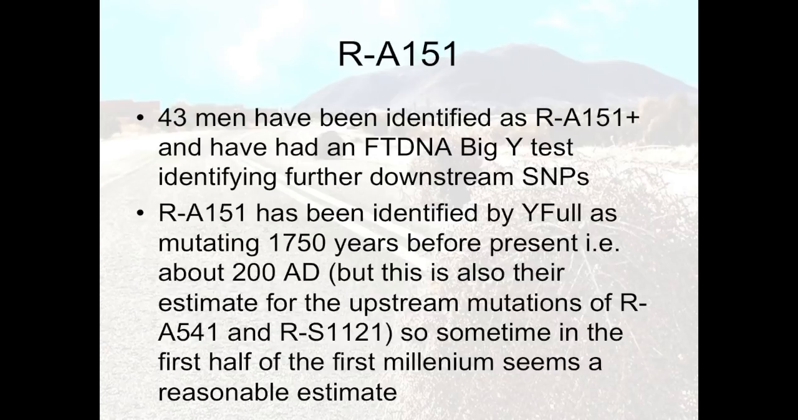We have 43 men who have identified as positive for this mark and have had an FTDNA Big Y test, which have identified further downstream SNPs from A151. When this particular mutation occurred, you're talking perhaps 200 AD, which is also their estimate for the upstream mutations as well. So sometime in the first half of the first millennium would seem to be a reasonable estimate. It will be great when more people get tested and there's more analysis of this that we can tighten these dates, because if we can tighten these dates, then we can work out what the more likely historical scenarios are associated with the dispersal and dislocation of populations.